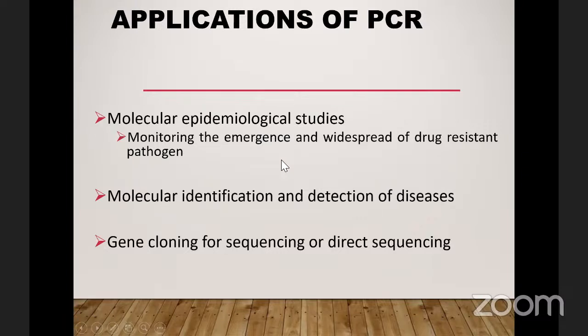So molecular epidemiological studies is part of the application, monitoring the emergence and widespread of drug-resistant pathogens. I use the M. tuberculosis as an example, where I said when you are doing multiplex PCR, you can actually check if this organism is resistant to several antibiotics or if it's multi-drug resistant. And then molecular identification and detection of diseases is there. Gene cloning for sequencing is there. Next slide.